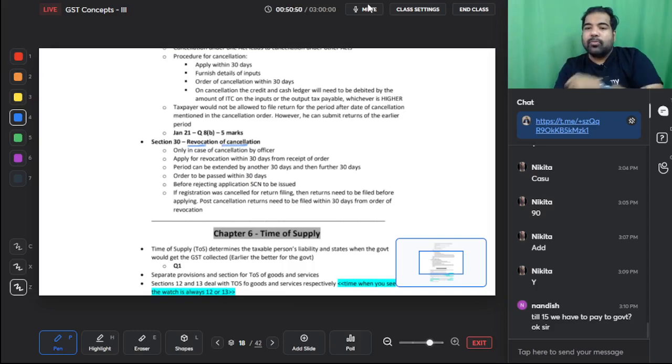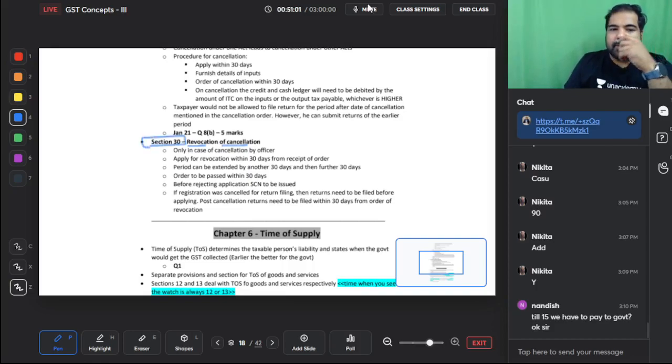But how do you do it? You need to apply to the officer. He will not read your mind that you are feeling bad. You need to apply to the officer with your hands folded: sir, you cancelled my registration, can you revoke it back? Can you revive it back?